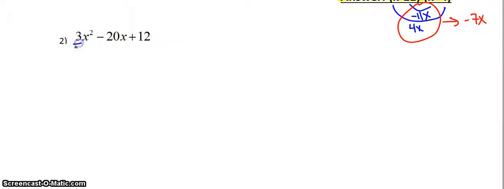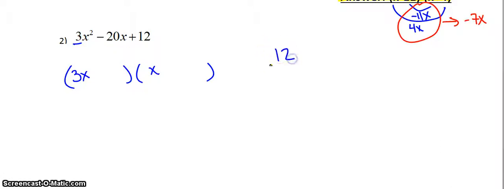The reason it's more challenging is because the lead coefficient is not a 1, which may pose problems, as you will see in a minute. Okay, so we need to figure out what multiplies to be 3x squared first, and that will go in our first slots here. And the only answer for this one is 3x and x, so still not too bad. Okay, now we want to figure out what multiplies to 12, and it's going to add to negative 20.